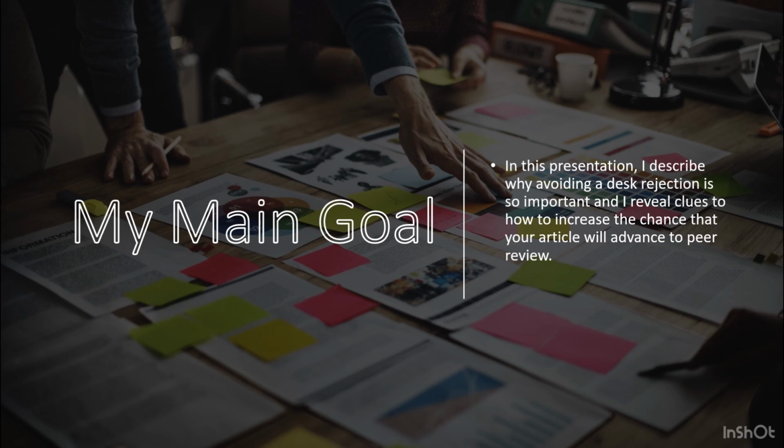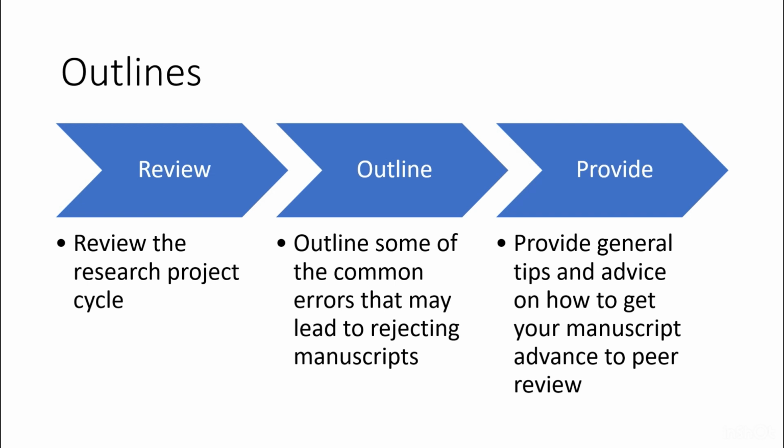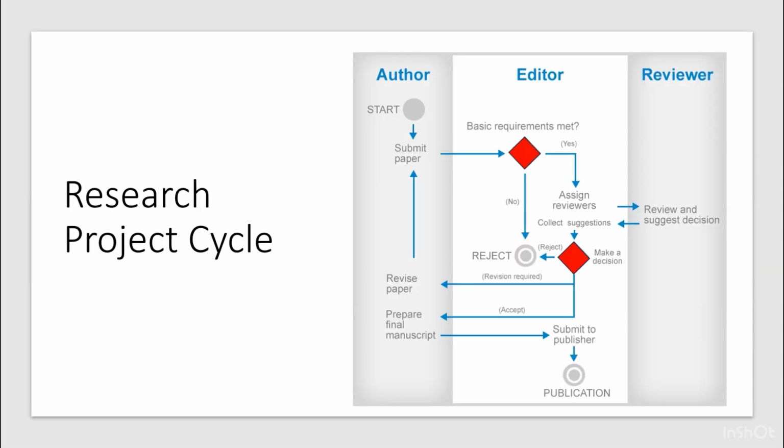First, we will be reviewing the research project cycle. Then we will be outlining some of the common mistakes and errors that may lead to rejecting your manuscript. Then we will provide general tips and advice on how to get your manuscript advanced to peer review. So the first item in the outline of my presentation is basically highlighting the research project cycle.